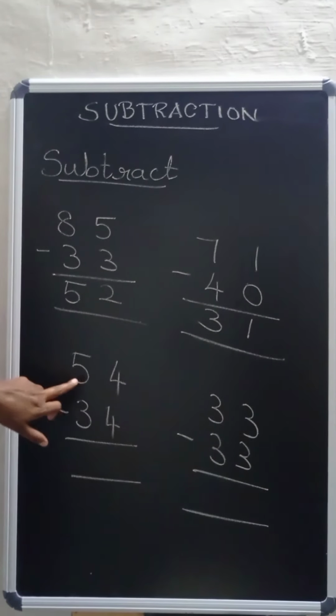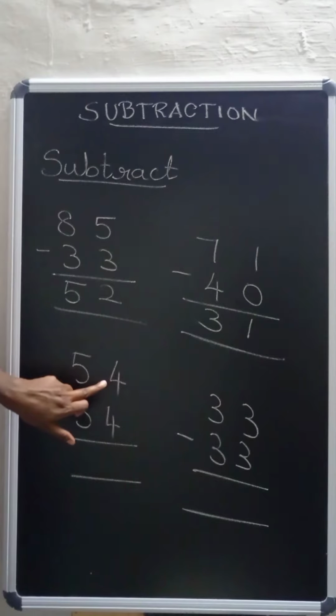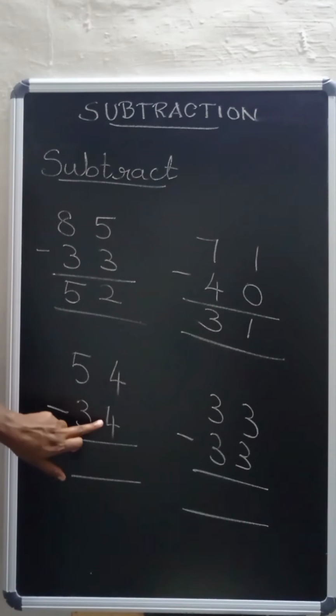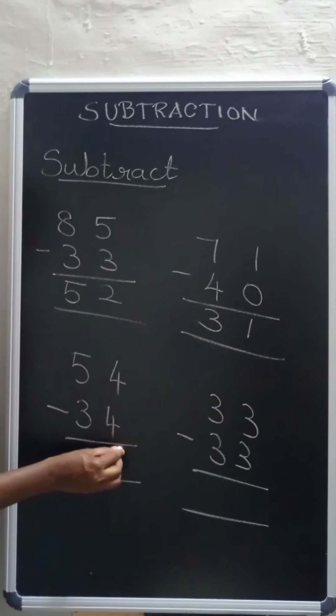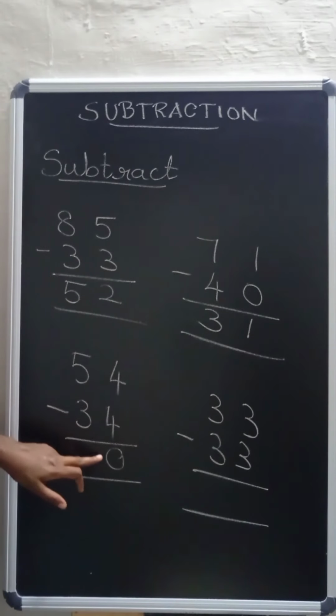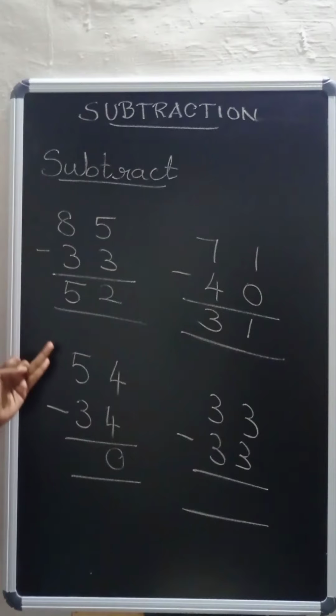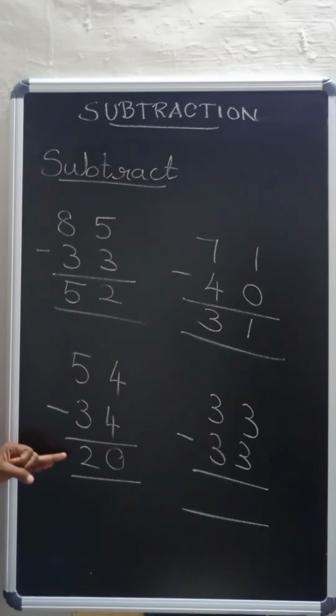Next, 54 minus 34. Now, ones place. 4 minus 4. So, when you subtract the same numbers, you will get 0 as your answer. 4 minus 4 is 0. Now, 5 minus 3. After 3, 4, 5. So, you got 2 fingers. So, 2 is your answer. So, 54 minus 34 is 20.